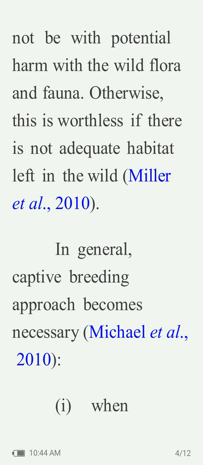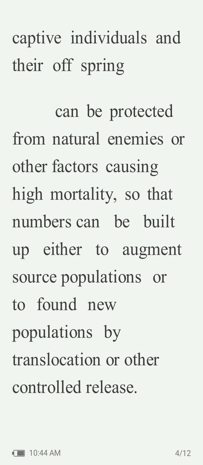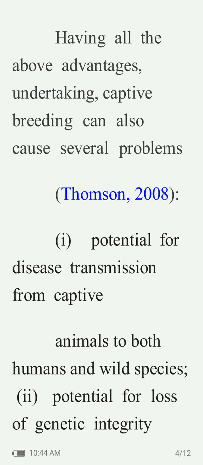In general, the captive breeding approach becomes necessary when populations in the wild have declined to such low levels that they may not be self-sustaining, where threats to populations and or habitats are so severe that extinction is deemed likely, and or where captive individuals and their offspring can be protected from natural enemies or other factors causing high mortality, so that numbers can be built up either to augment source populations or to found new populations by translocation or other controlled release. Having all the above advantages, undertaking captive breeding can also cause severe problems.